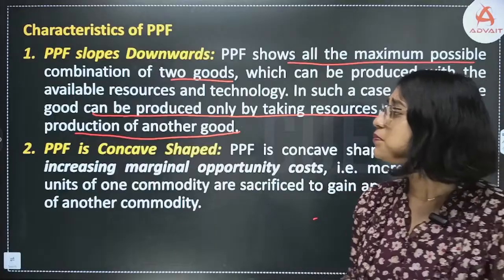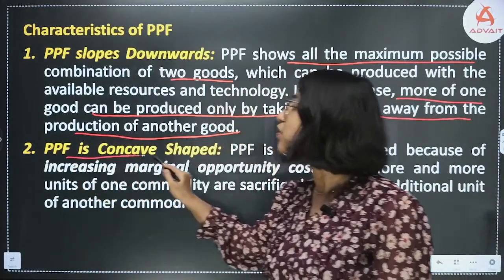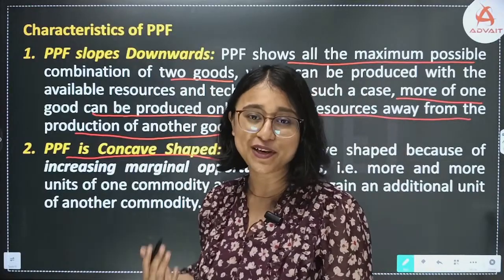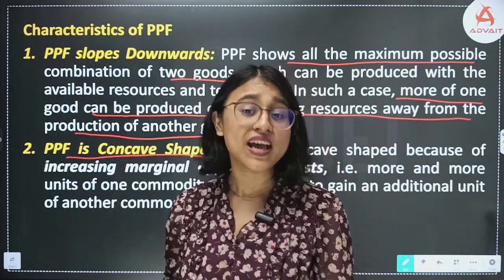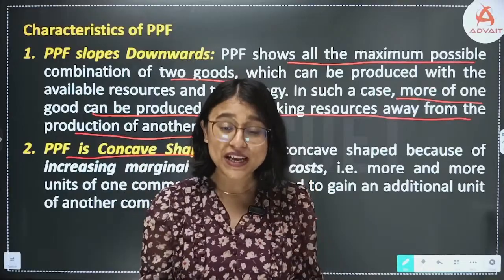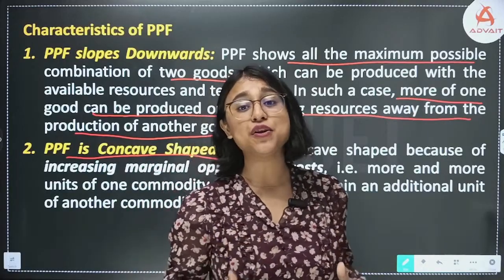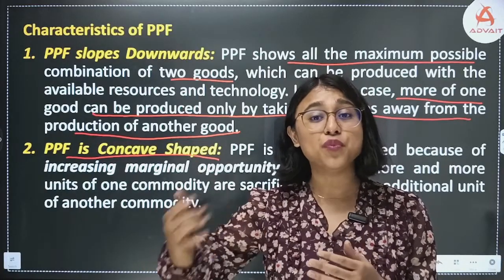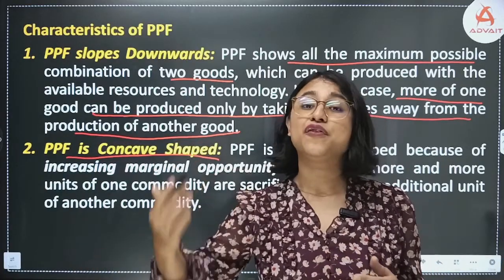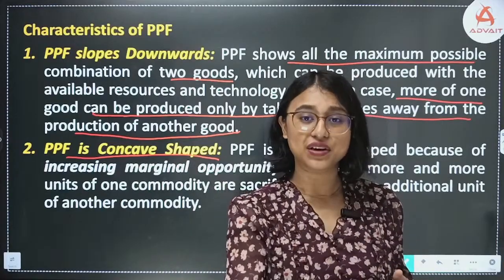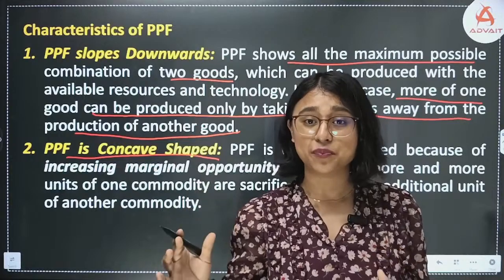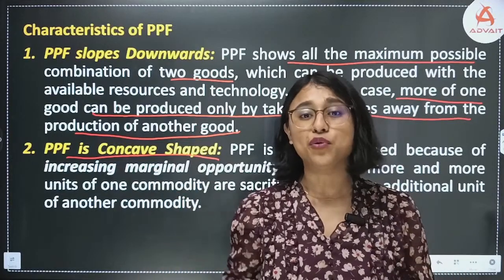The next point, that PPF is concave shaped, is because of increasing MOC, increasing marginal opportunity cost. And I have already explained to you in detail why marginal opportunity cost always increases. It increases because more will have to be sacrificed for an additional gain of another commodity, because of lack of efficiency of the factors of production producing both the commodities.